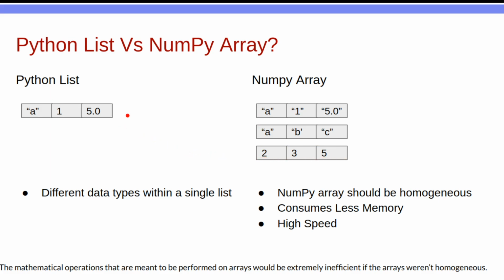For example, if I define a NumPy array with a string, 1, 5.0, it will cast all the other values to strings. In NumPy it will typecast to strings. That means 1 is also, you can see, inside the strings, 5.0 also inside the strings. This is called typecasting. And this major difference gives an edge to NumPy arrays, because the mathematical operations meant to be performed on arrays are extremely efficient if the data present in the arrays is the same data type.